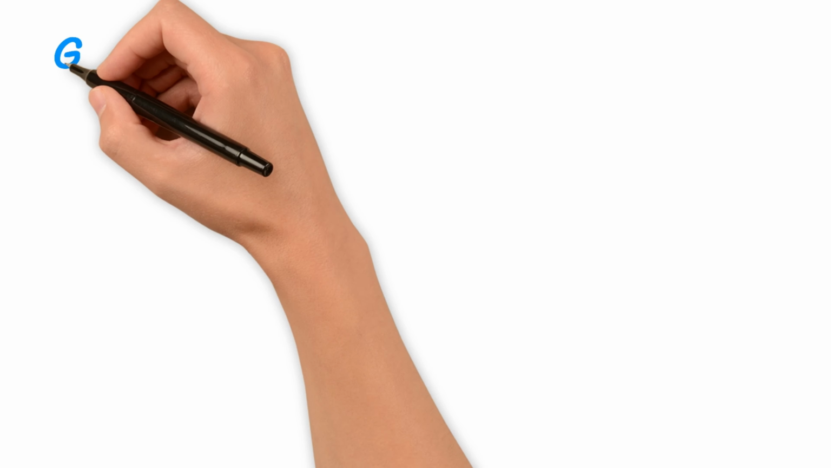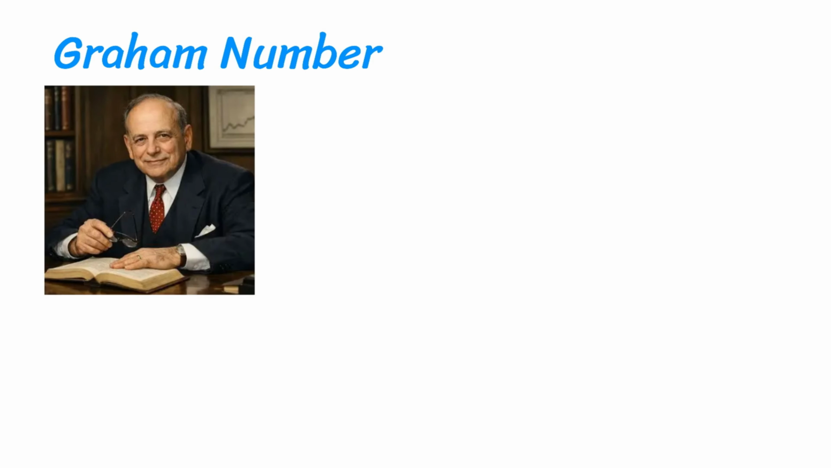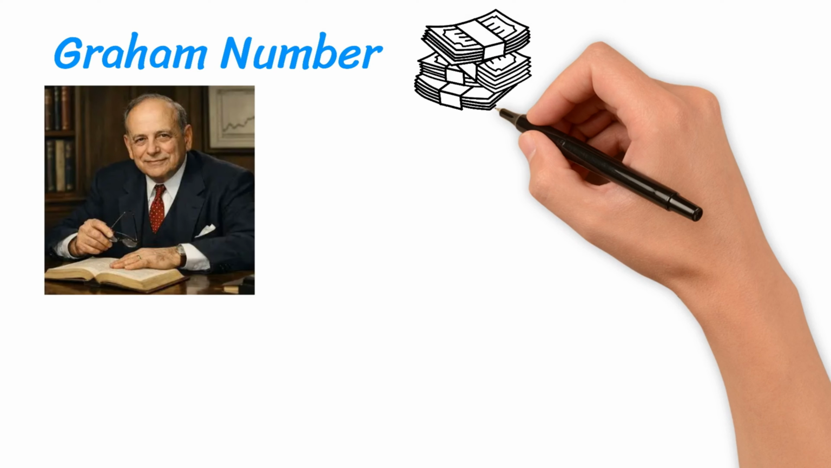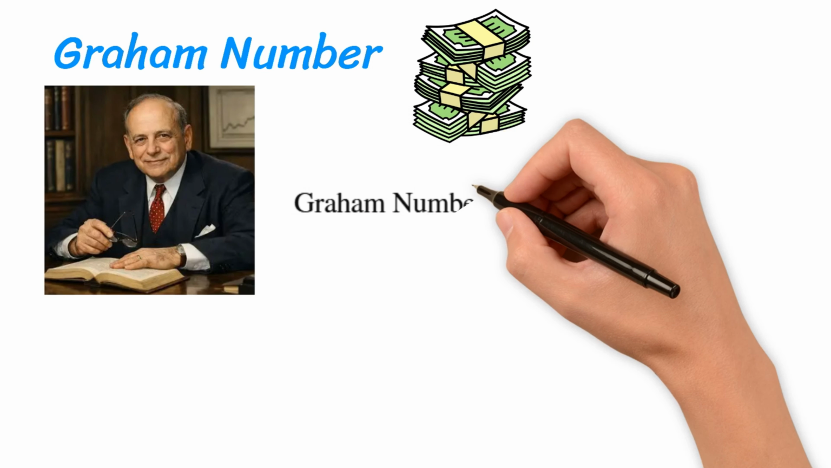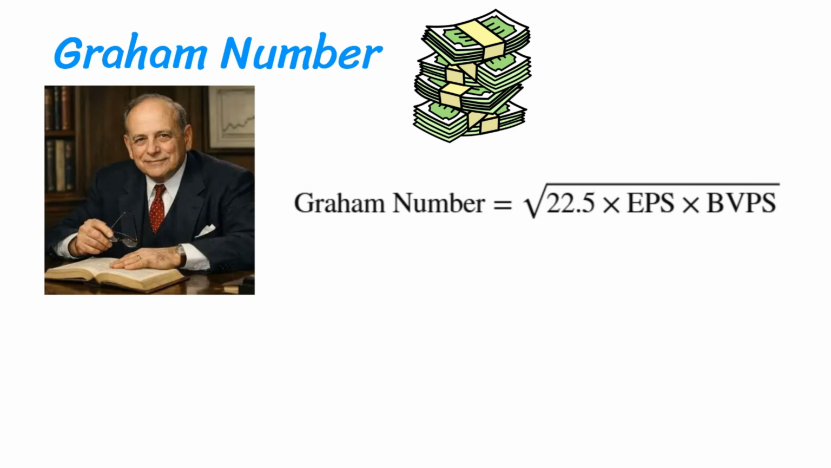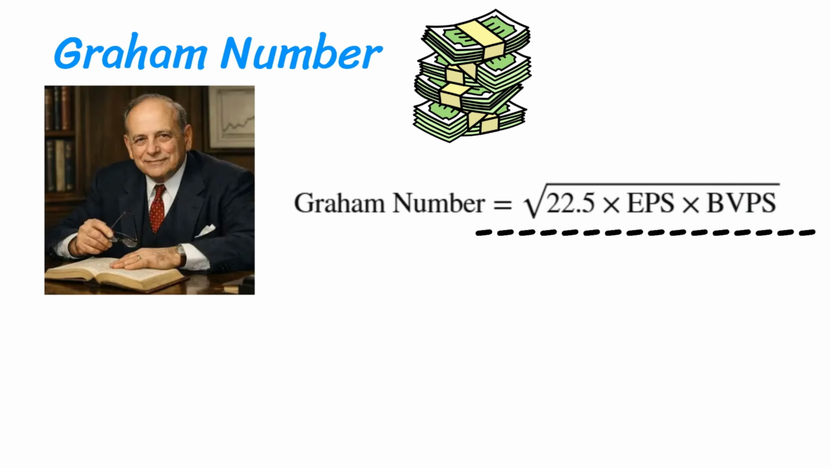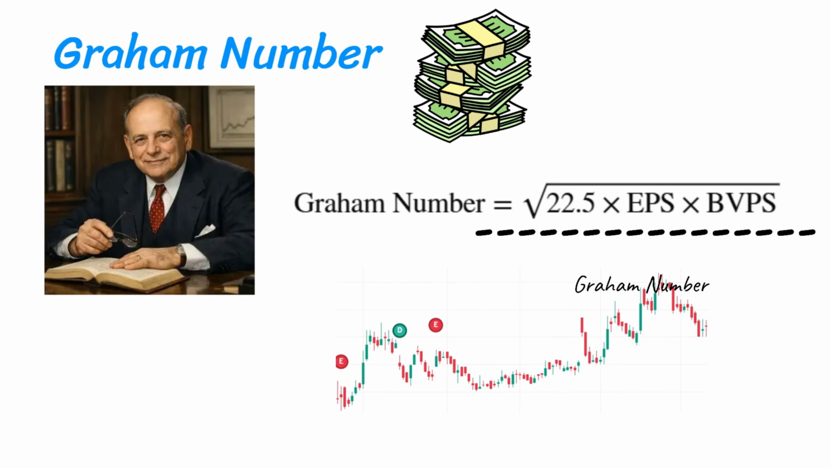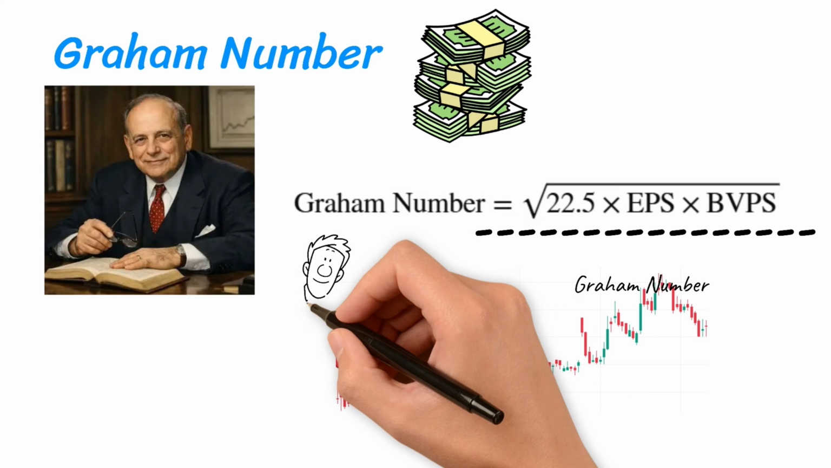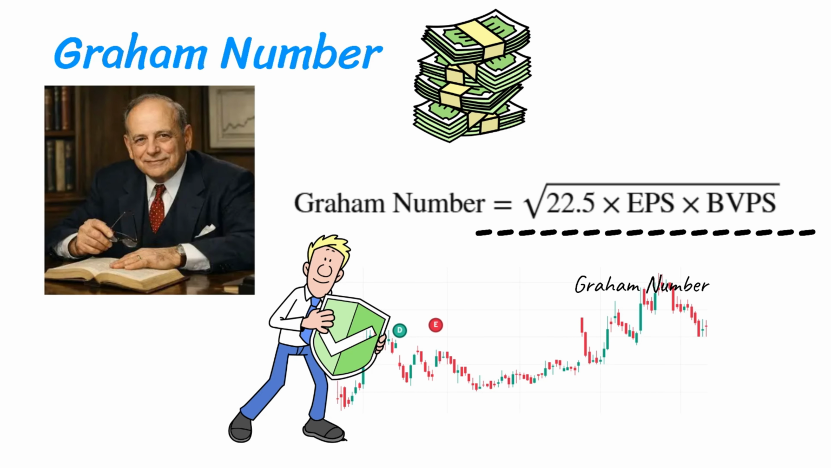One more, the Graham number, a formula created by legendary investor Benjamin Graham. It calculates the maximum price a defensive investor should pay for a stock by combining EPS and book value per share. Multiply 22.5 by EPS by book value per share, then take the square root. If the current stock price is below the Graham number, the stock may be in value territory. It's a blunt tool, but for beginners learning to think about margin of safety, it's one of the most useful starting frameworks ever devised.